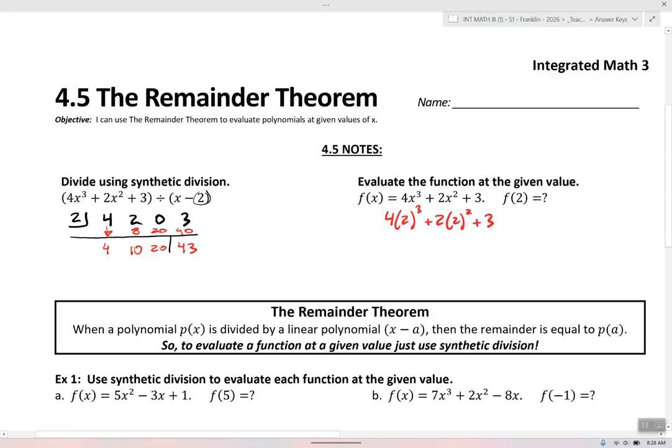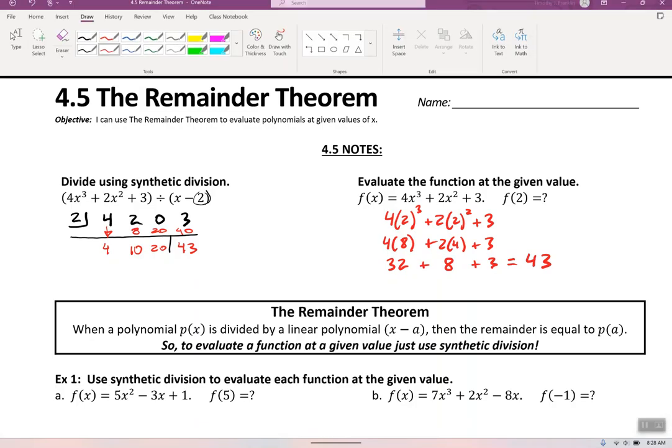So we're going to put 2 in for each of these x's. 2 cubed is 8. 2 times 2 times 2 is 8. So this is 4 times 8, plus 2 times 2 is 4, so this is 2 times 4, plus 3. 4 times 8 is 32, plus 8, plus 3. This equals 43.